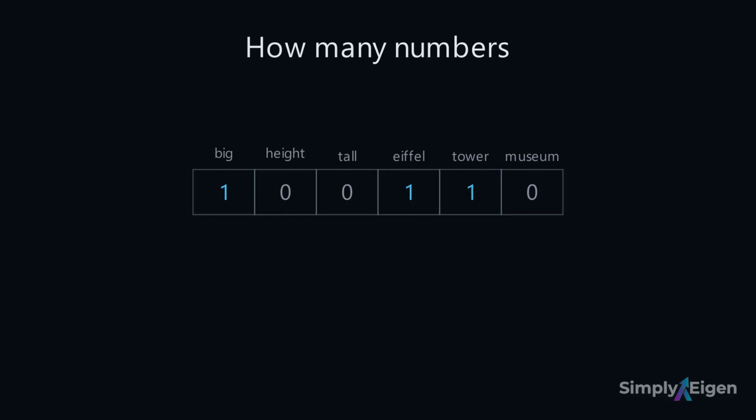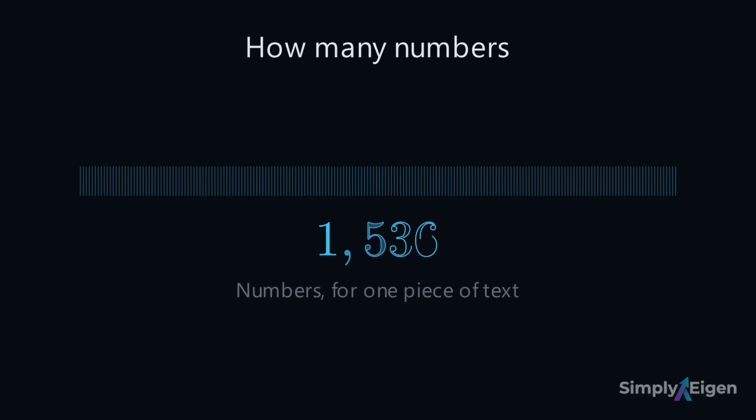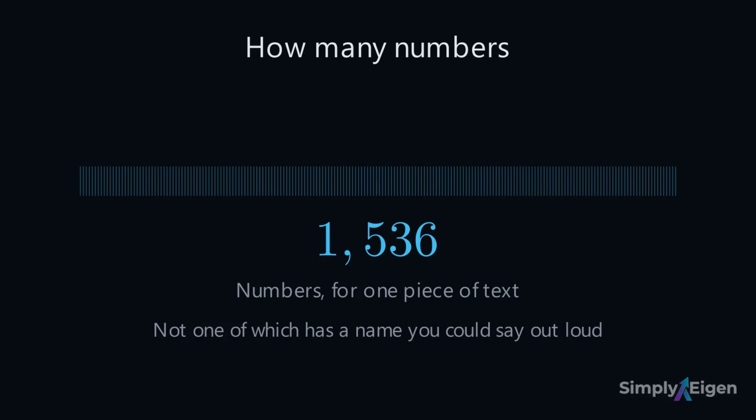And there are not 6 of them. One common size is 1,536 numbers for a single piece of text, not 6 words. 1,536 coordinates, not one of which has a name you could say out loud. Comparing 2 sentences means 1,536 multiplications, and then adding them all up. The same operation you just did by hand.